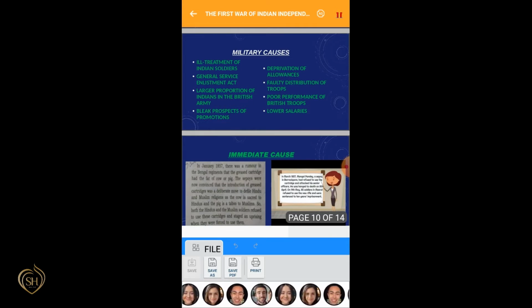Then the third point was larger proportion of Indians in the British Army. That means the number of British troops in India was never very large, with the British in the ratio as low as 1 in 4,000. That means the number of Indian soldiers was more than the number of British soldiers. Then the Indian soldiers could easily take up arms against the British.